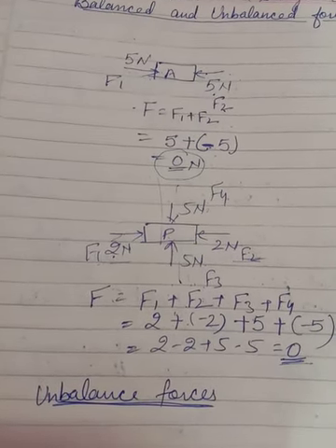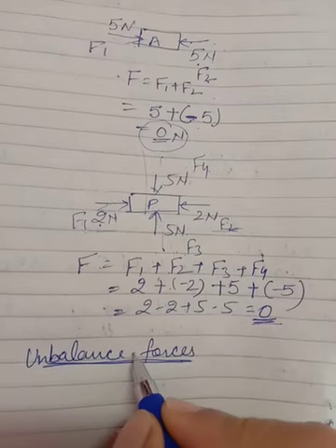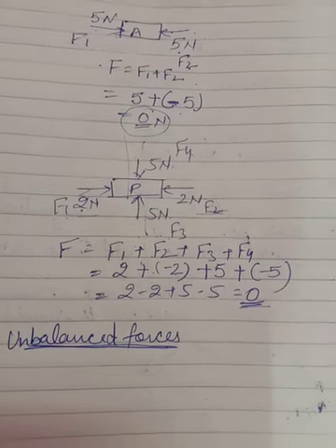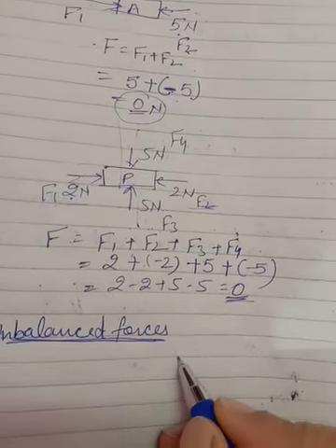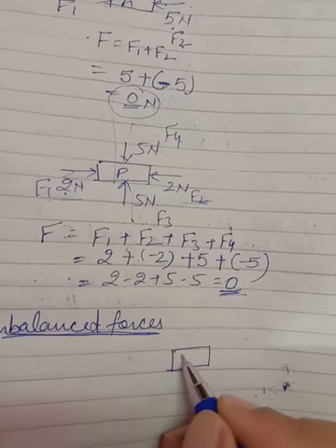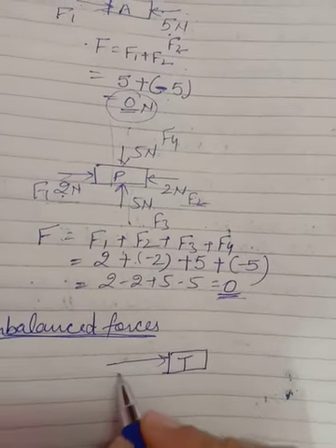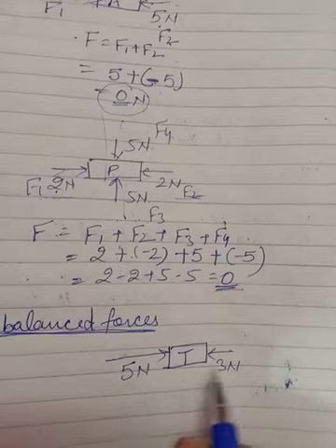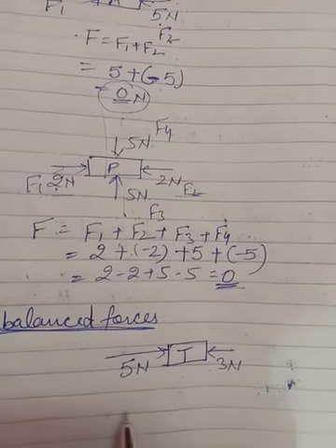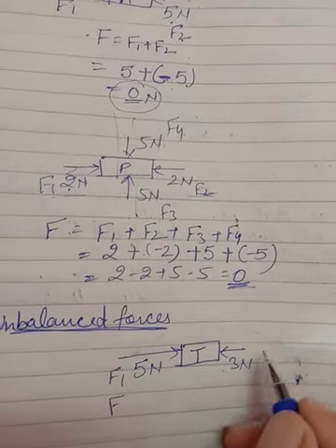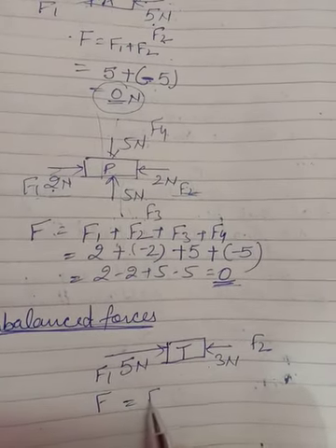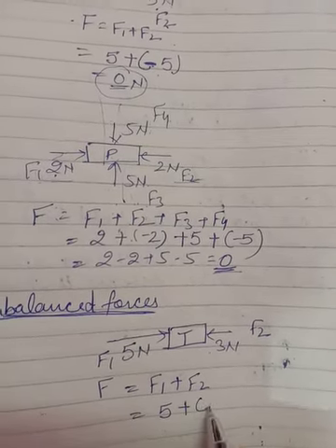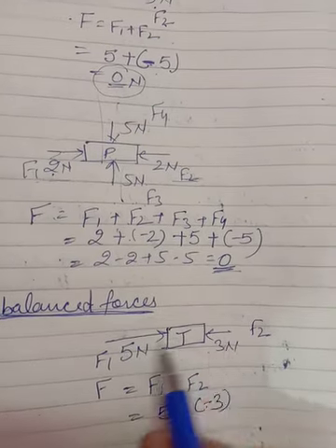So now we will discuss unbalanced forces. Unbalanced forces are those forces in which the net effect is not 0, the net resultant force is not 0. For example, again I am taking an object, let this object be T, and I apply 5 Newton force from this side and 3 Newton force from this side, so the net effect is not 0. Let this force be F1 and this force be F2, so your net force will be equal to F1 plus F2. So it comes out to be 5 plus minus 3. Minus indicates the opposite direction.